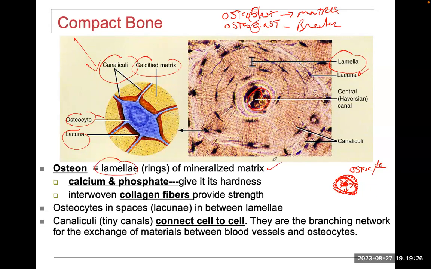All that is mineralized matrix. The matrix is calcium and phosphates. That's the cement that's going to give it the hardness. Whereas the collagen fibers, that's like the reinforcing steel beams, that's going to provide the strength. Okay. The canaliculi, those are the tiny canals that connect cell to cell and allow them to communicate with one another.